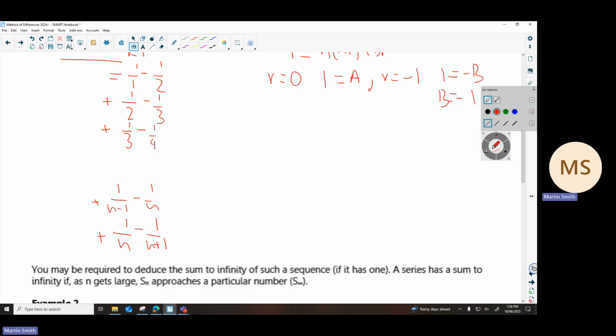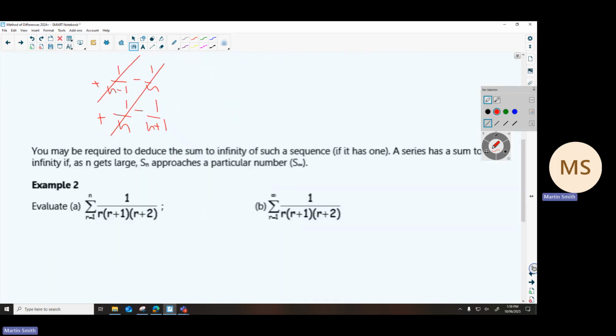And the cancelling this time goes the other way, so I've got a plus a half and a minus a half, those cancel out. Plus a third and minus a third cancel out. That's going to cancel, that's going to cancel. And all that leaves me with is 1 over 1 minus 1 over n plus 1, which I can just write as n over n plus 1. And we are done. That's the first example done.